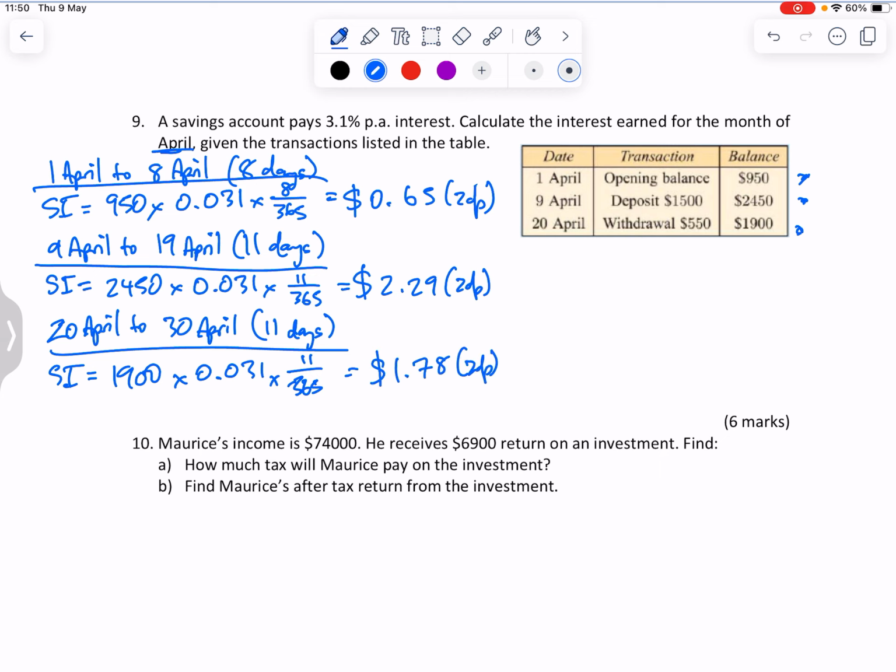So how much interest earned in April? 0.65 plus 2.29 plus 1.78 equals 65 plus 29 plus 1.78. We get $4.72.